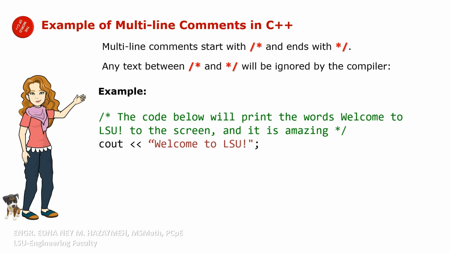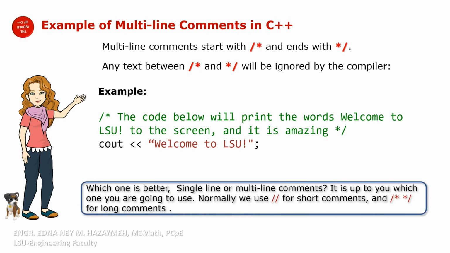Multi-line comments start with forward slash with asterisk and end with asterisk with forward slash. See example. So, which one is better, single-line or multi-line comments? It is up to you which one you are going to use. Normally we use 2 forward slashes for short comments and forward slash with asterisk for long comments.